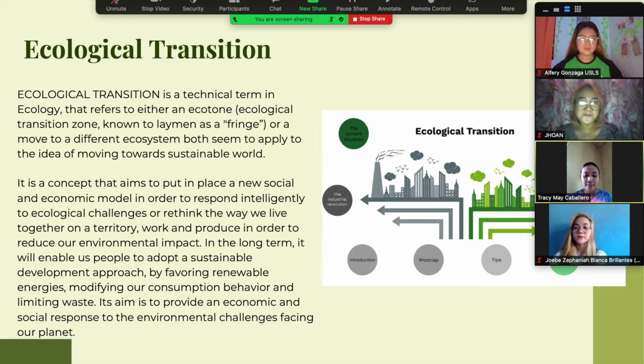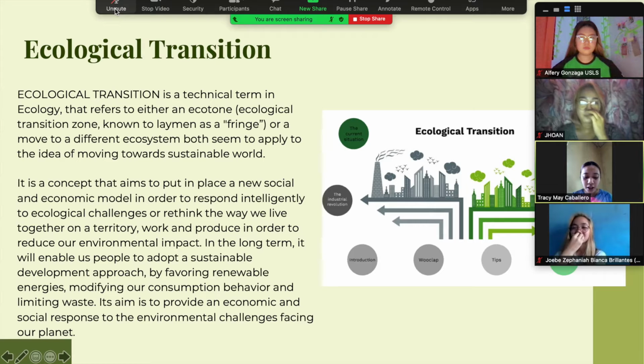It is a concept that aims to put in place a new social and economic model in order to respond intelligently to ecological challenges or rethink the way we live together on a territory. Work and produce in order to reduce our environmental impact.